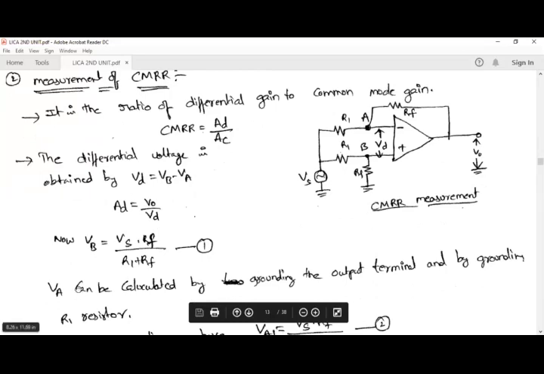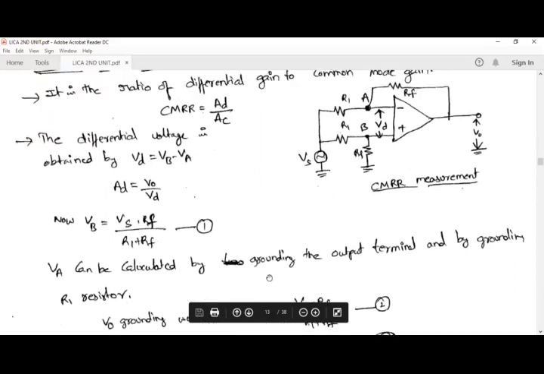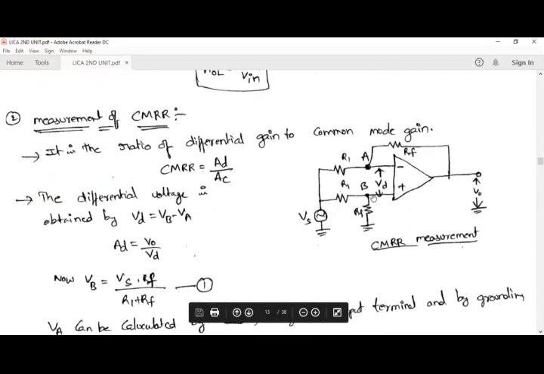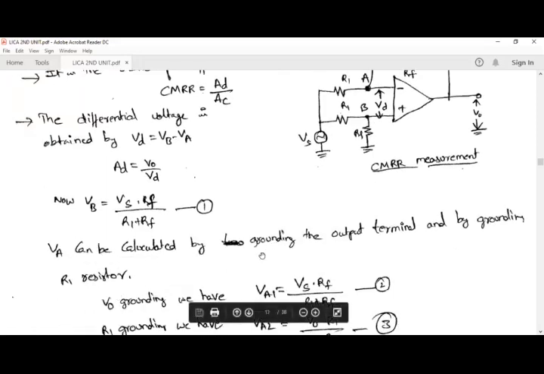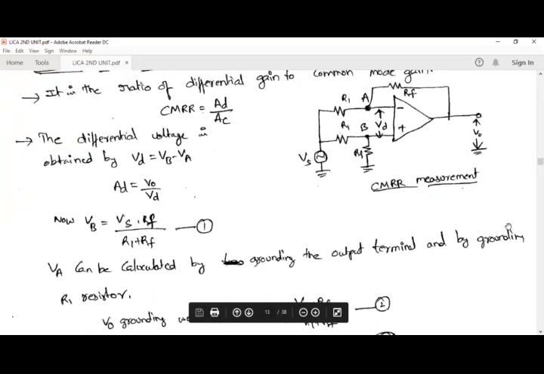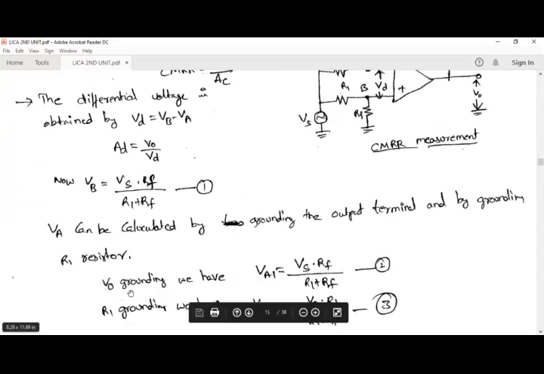Similarly, VA can be calculated by grounding the output terminal and by grounding the R1 resistor. When we are calculating the voltage at node B, we make this terminal ground. And when we are calculating VA, we make the output terminal grounded and the R1 resistor grounded.